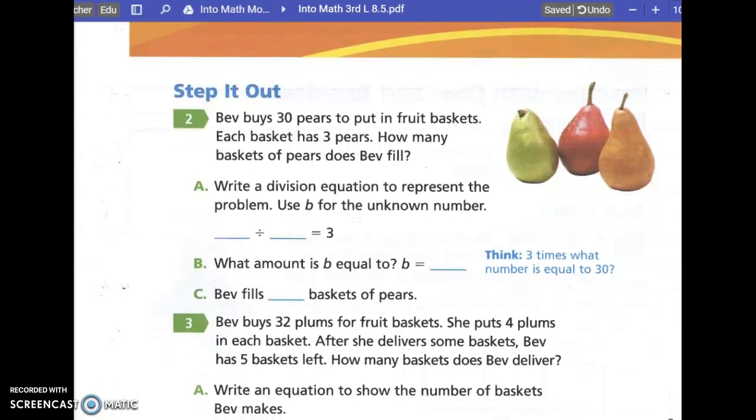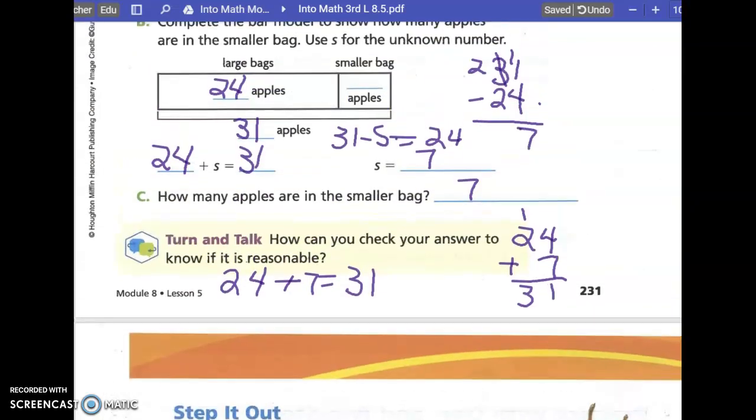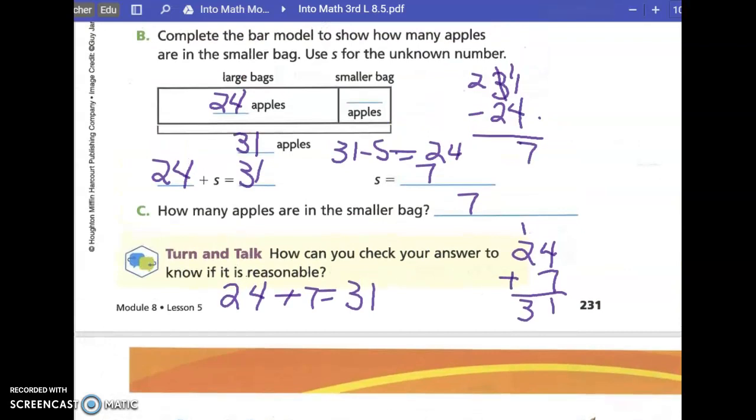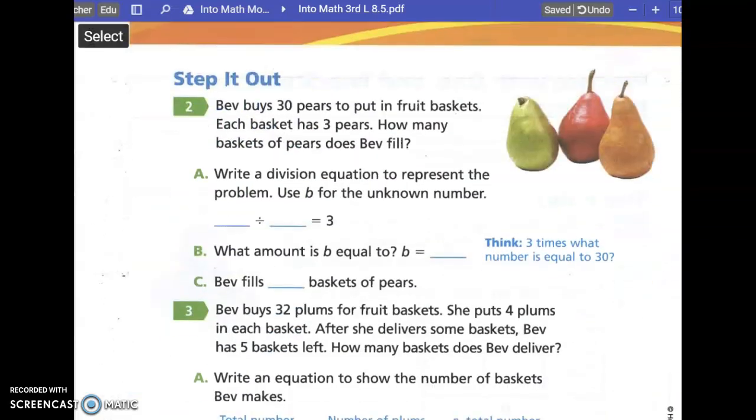Turn over to the next page. Step it out. Oh yeah, we didn't do that. Oh, we sure didn't. In our illustration, our bar model, yep, should have a 7, right?